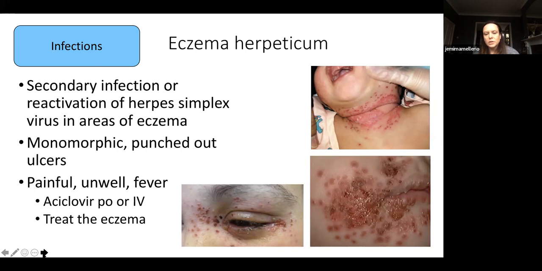And once they're on treatment and things are settling, make sure you treat the underlying eczema because it's that sort of barrier dysfunction that's allowing the herpes to spread. And also if you've got itchy eczema, the child will be scratching and that would also be spreading the virus.